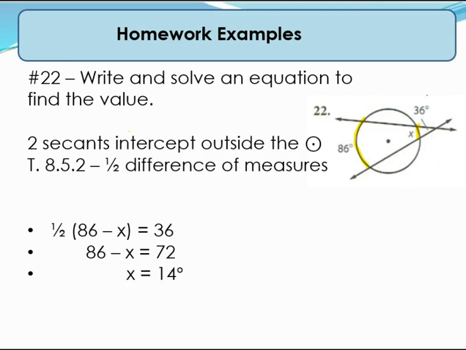We will still use the same formulas. This is going to be 1/2 the difference of the measures of the 2 arcs. So it would be, and you have to write the equation out. You can't just give me an answer. 1/2 of 86 minus x equals the angle measure, which is 36. So if we multiply by 2 on both sides, we have 86 minus x equals 72, and x would equal 14 degrees. So this arc would be 86, this arc would be 14, and if you wanted to check, you could go ahead and substitute the 14 into the x and see if you have an answer of 36 degrees.